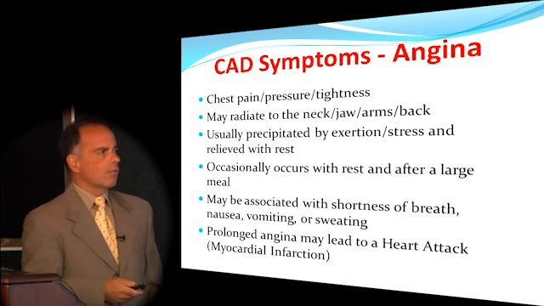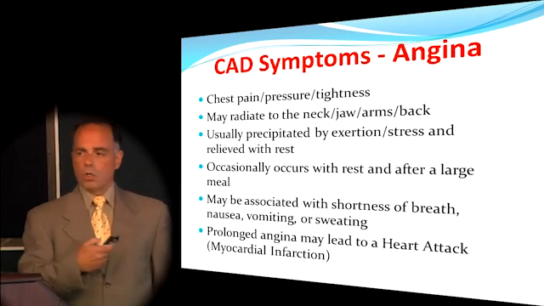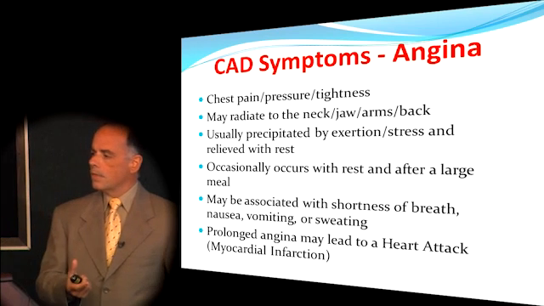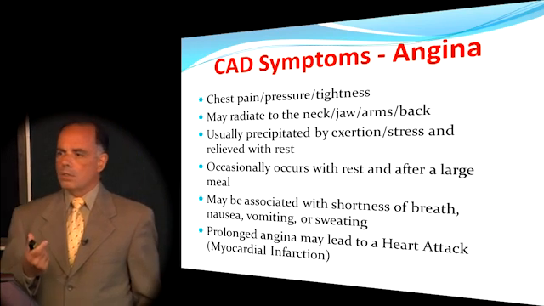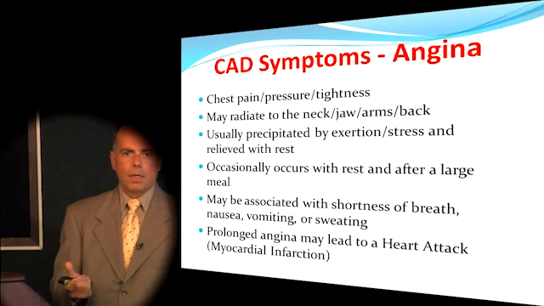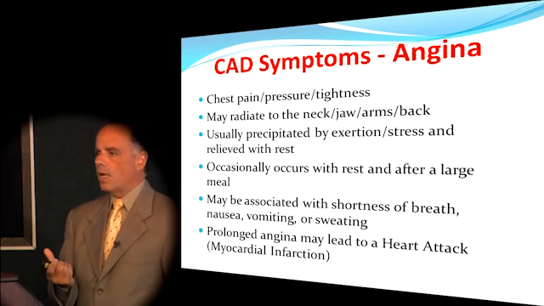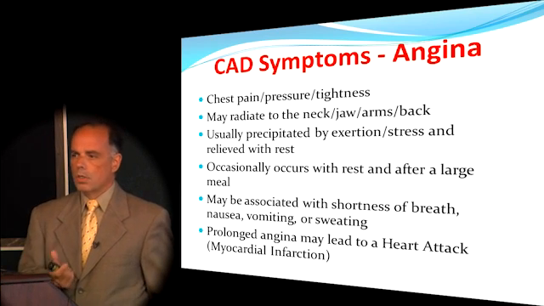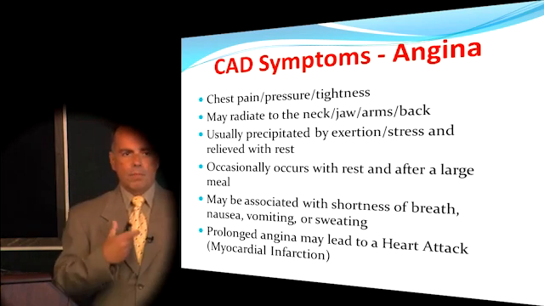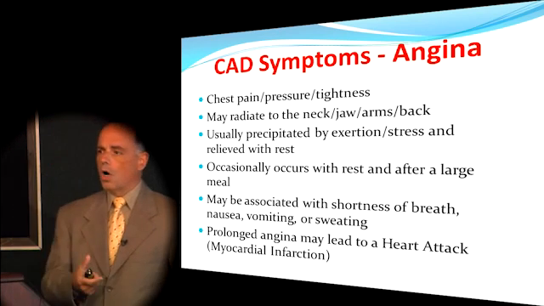So what are the symptoms of coronary artery disease? Well, the first thing everybody talks about is chest pain or chest pressure or chest tightness. And the reason I'm using all of these adjectives is because nobody describes their pain the same way. Everybody will describe it as a different kind of pain. Most people say a tightness or a pressure. And it can radiate, meaning it can go either to the neck, to the jaw, to the arms, to the back.